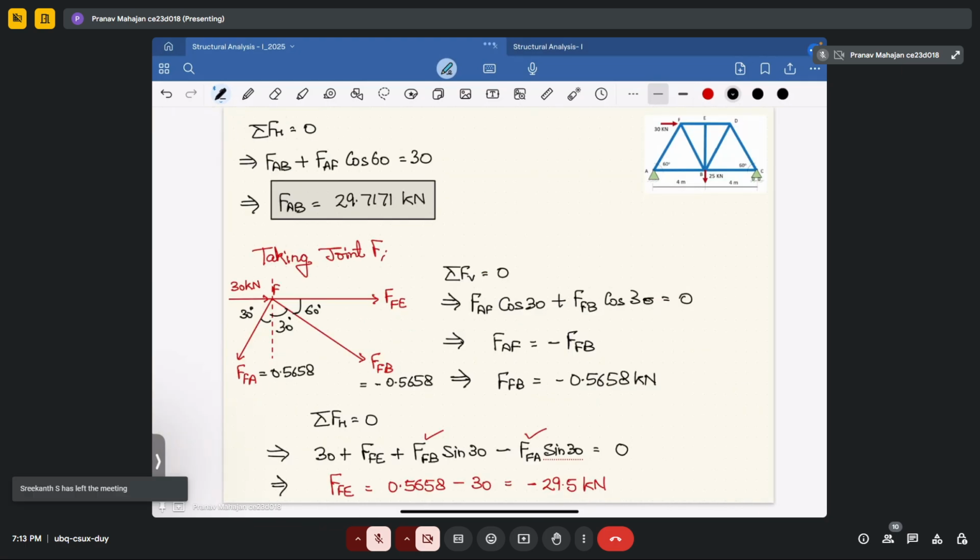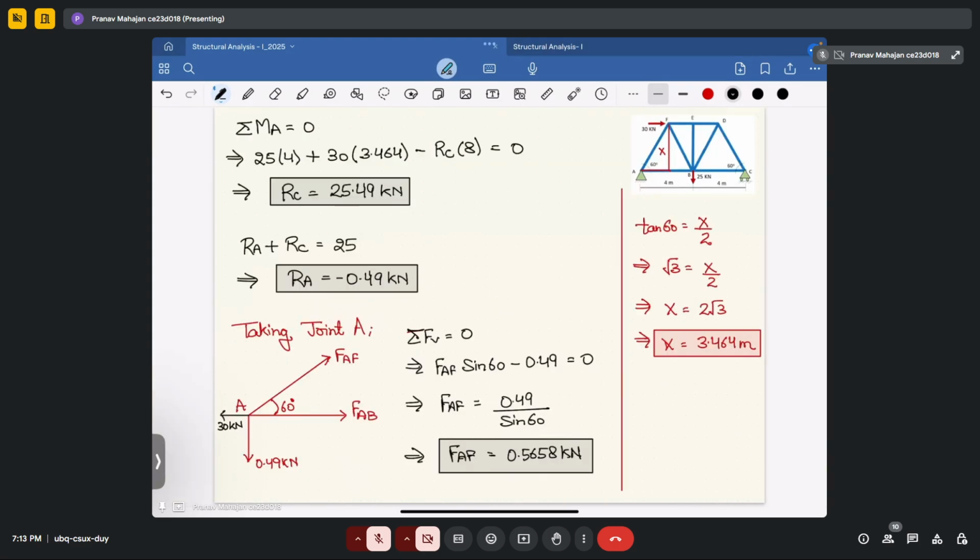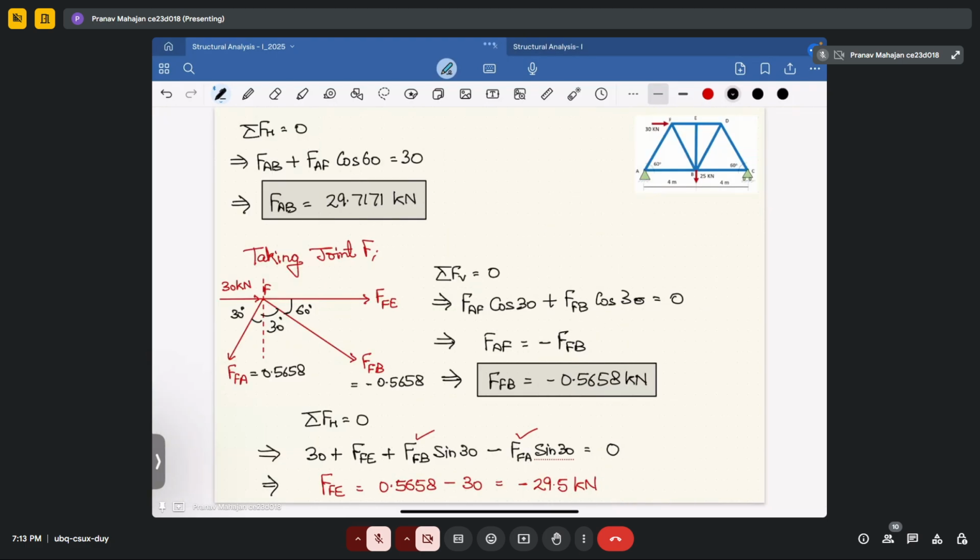So now let's move further. We have calculated FBF equal to 0.5678 in the negative direction, and it comes out as the negative of FAF. Another value we have calculated, FFE, comes out to be minus 29.5 kilonewton. Now we will take joint E.